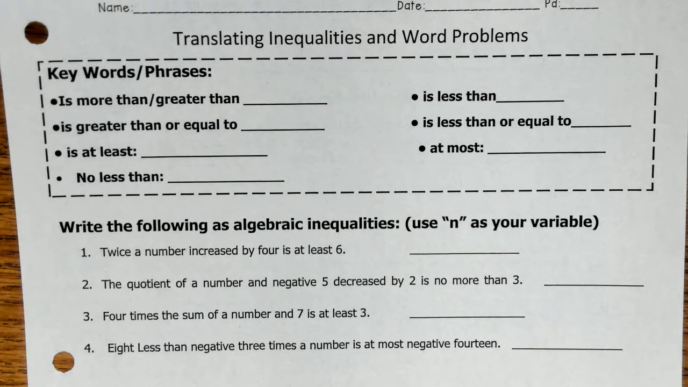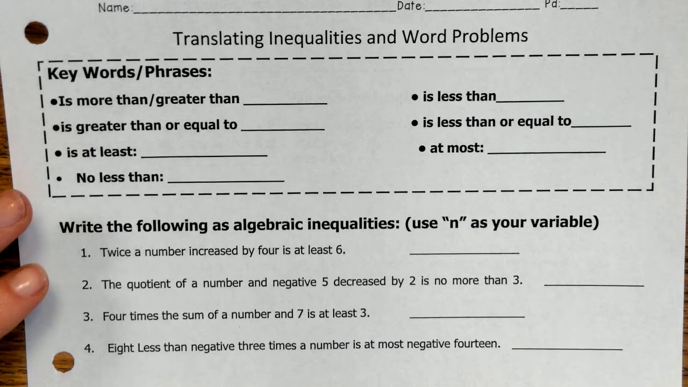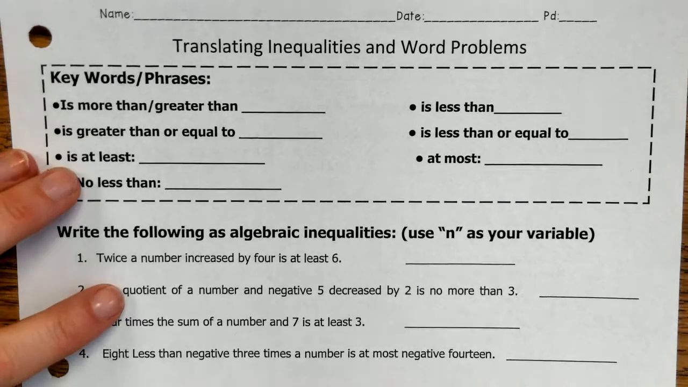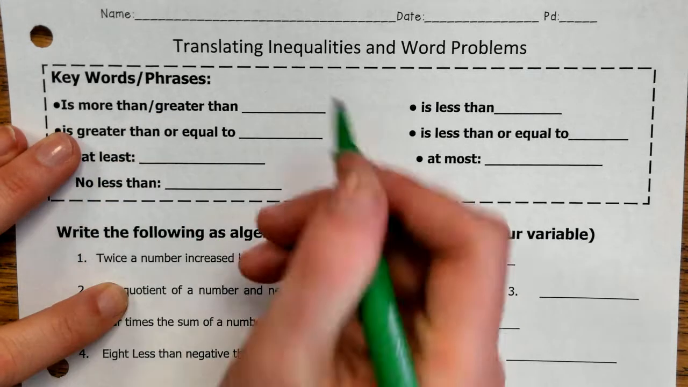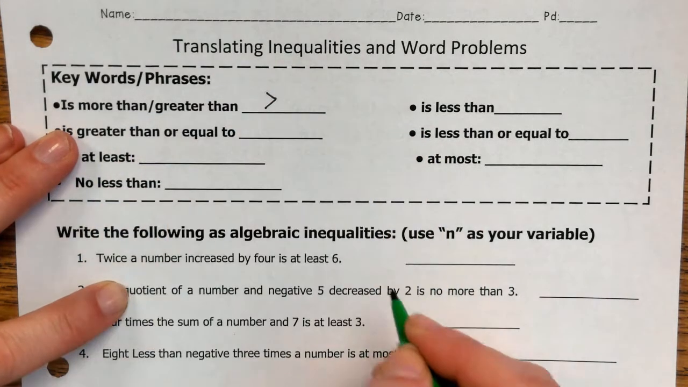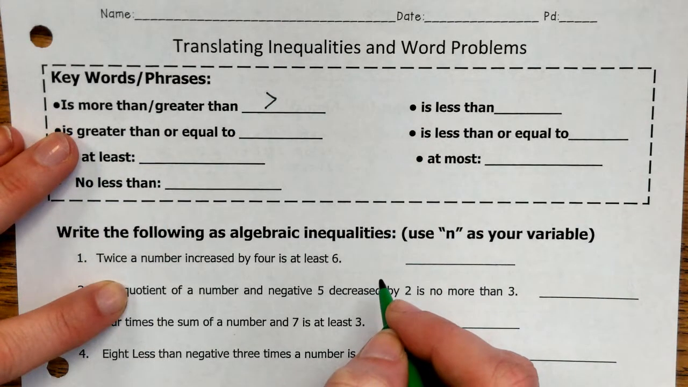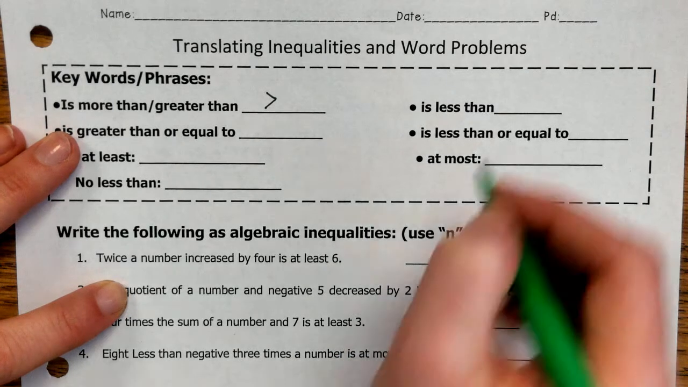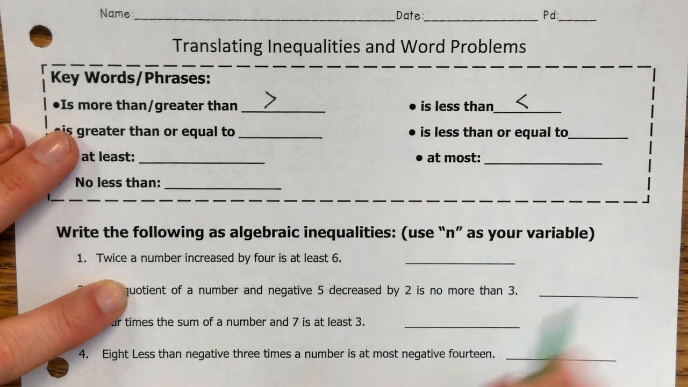First we're going to go through some key words. When you are translating equations, if you see the word is, that means equals. So we have similar words for our inequality signs. Is more than or is greater than is our greater than sign. Is less than or is fewer than would then be our less than sign.